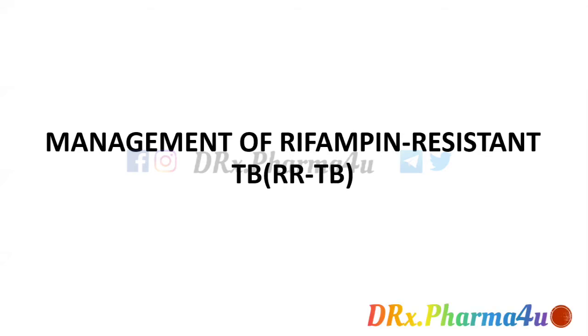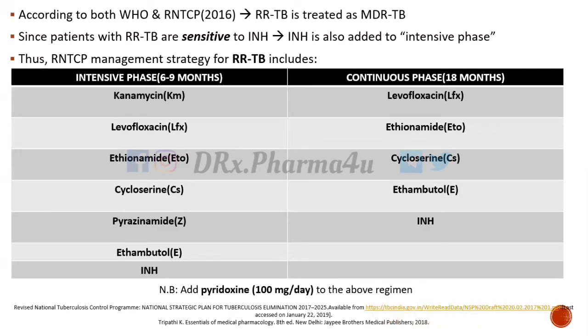Now we come to rifampin-resistant TB. You understand what it means from the term itself. According to both the WHO and RNTCP guidelines, rifampin-resistant TB is treated as multi-drug resistant TB. But the problem is that isoniazid is usually considered to be sensitive. So that is why rifampin-resistant TB is separate. Earlier, rifampin resistance was considered as multi-drug resistant TB. But now we have understood that if a patient is resistant to rifampin, there is a huge chance that the patient might be sensitive to isoniazid. So that is why we now have a separate term known as rifampin-resistant TB.